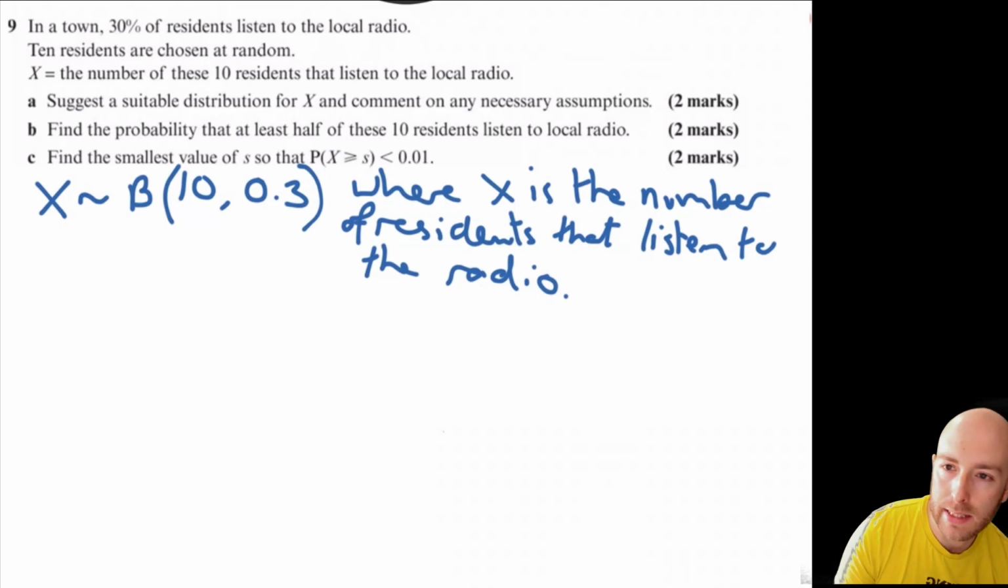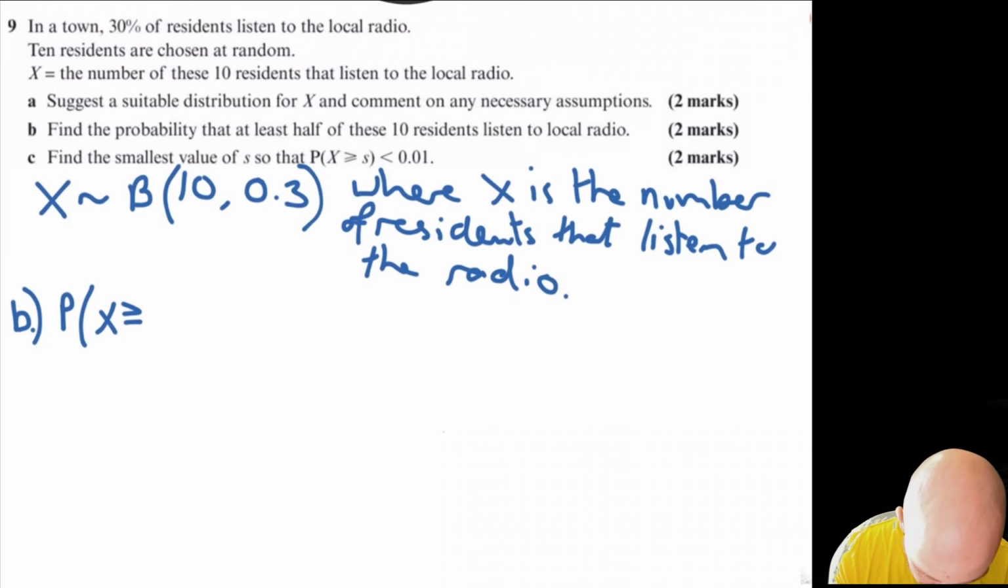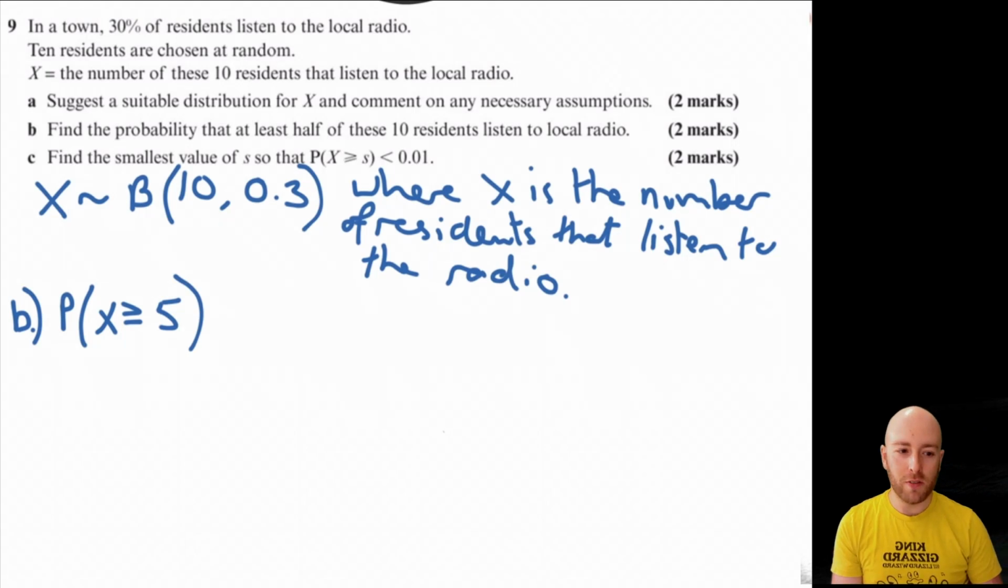Okay, find the probability at least half listen to the local radio. So probability at least half means probability x is at least, so greater than or equal to half. So half of 10 is 5. So we're trying to find the probability x is greater than or equal to 5.